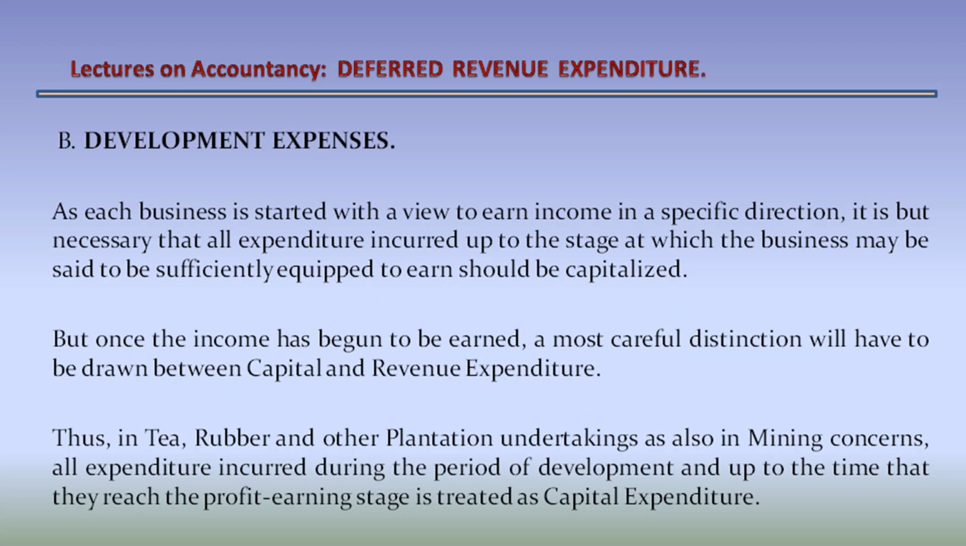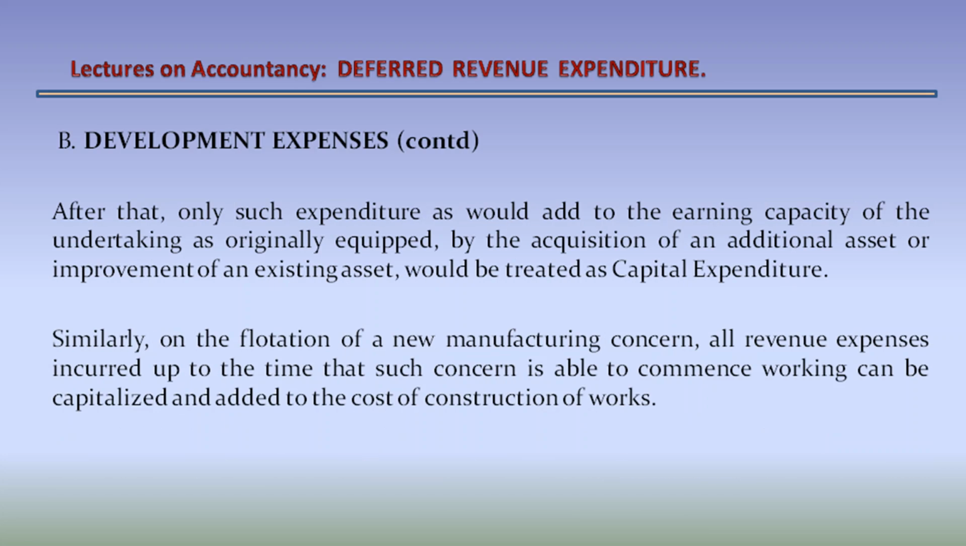Thus, in tea, rubber, and other plantation undertakings, as also in mining concerns, all expenditure incurred during the period of development and up to the time that they reach the profit earning stage is treated as capital expenditure. After that, only such expenditure as would add to the earning capacity of the undertaking as originally equipped by the acquisition of an additional asset or improvement of an existing asset would be treated as capital expenditure. Similarly, on the flotation of a new manufacturing concern, all revenue expenses incurred up to the time that such concern is able to commence working can be capitalized and added to the cost of construction of works.